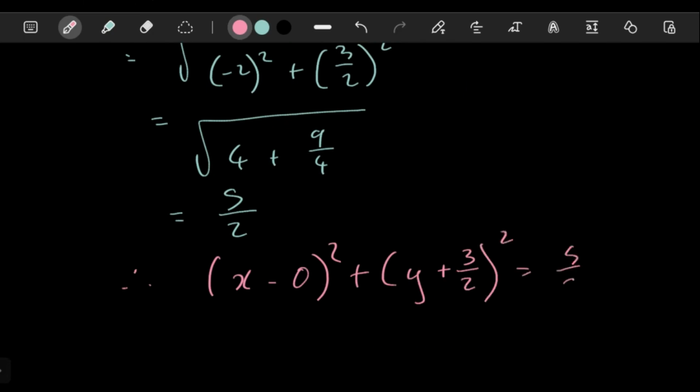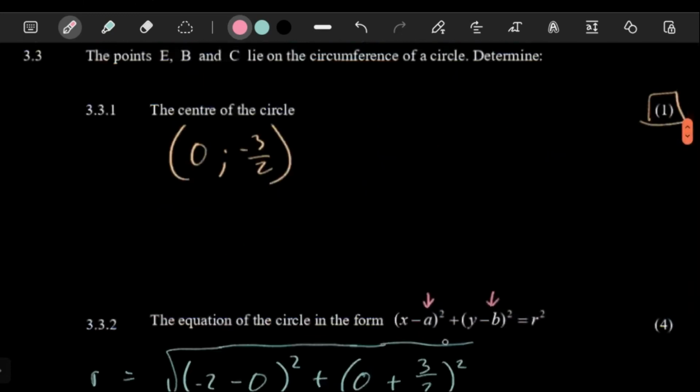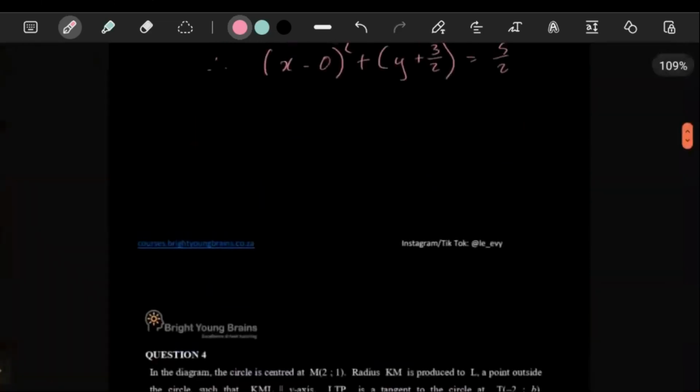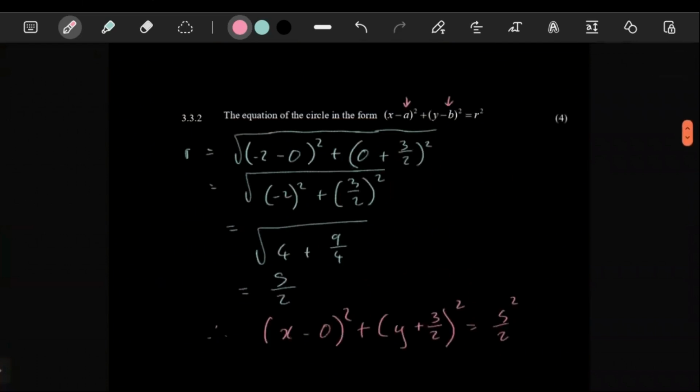Our r is 5 over 2, right? And then you have to square it here because that's the format. Now, if you leave this like this, it's 100% fine. It's just a 0 anyways, you see. That's how you work out question number 3.